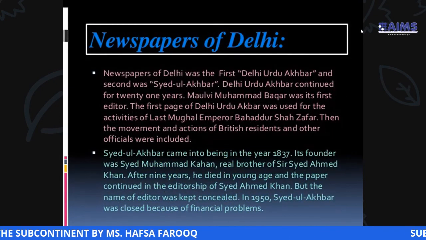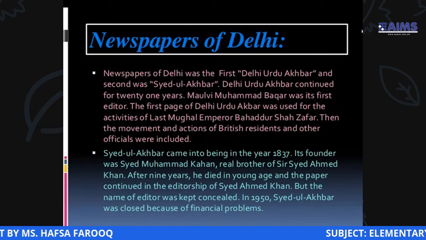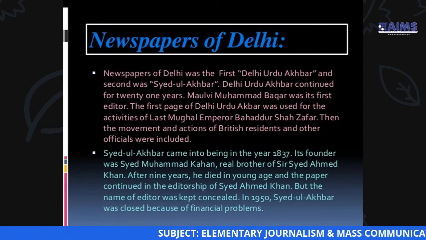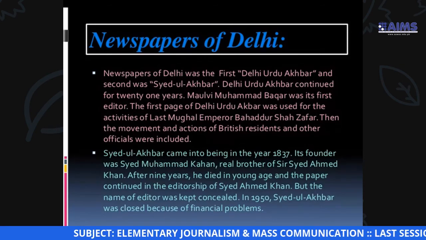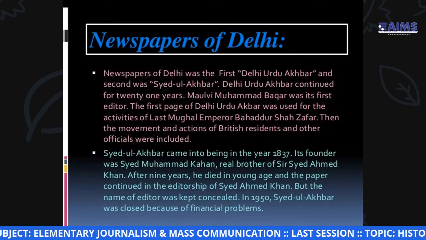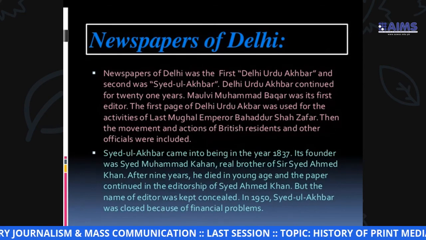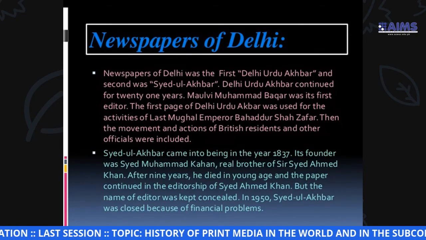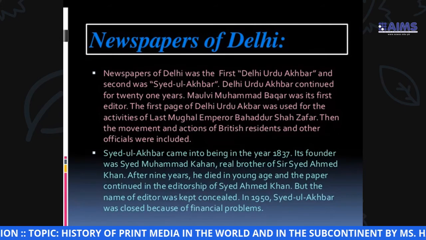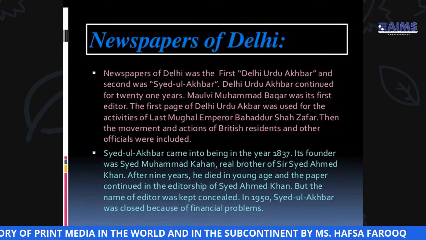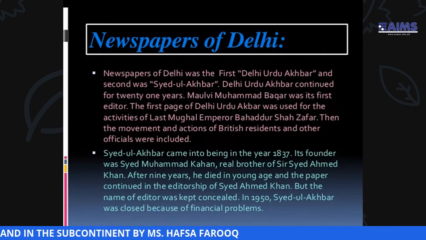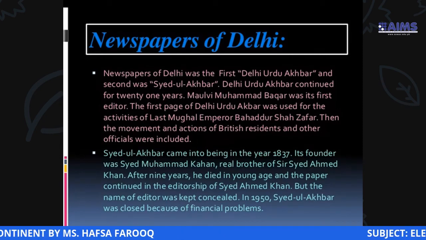Newspapers of Delhi. The first was Delhi Urdu Akbar and the second was Sayyidul Akbar. Delhi Urdu Akbar continued for 21 years. Maulvi Muhammad Baqir was its first editor. The first page of Delhi Urdu Akbar was used for the activities of the last Mughal emperor, Bahadur Shah Zafar.